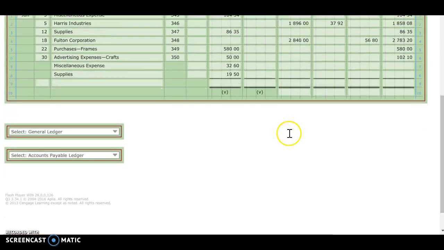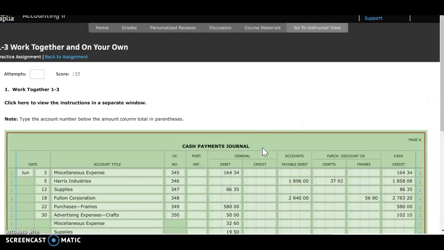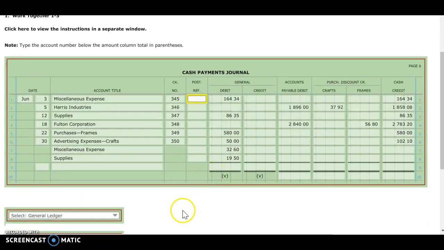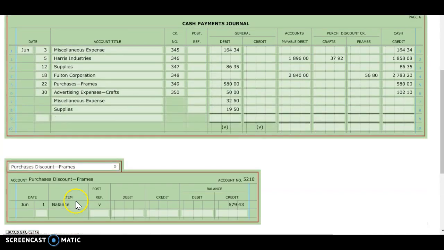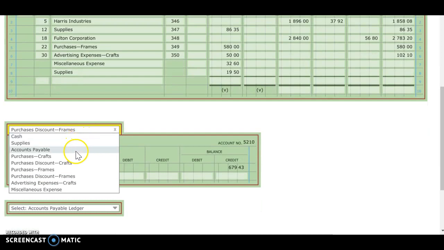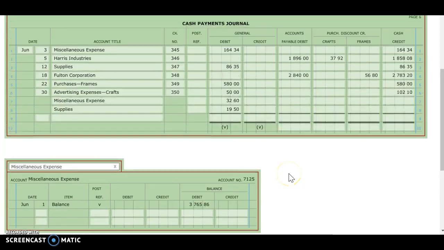Okay, so the next thing it says to do in step one is to post individually. So we're not going to do our totals yet. We're going to just go ahead and start posting individually. So our first one, we are posting to miscellaneous expense. So we're going to go to our general ledger. We're going to find our miscellaneous expense account.